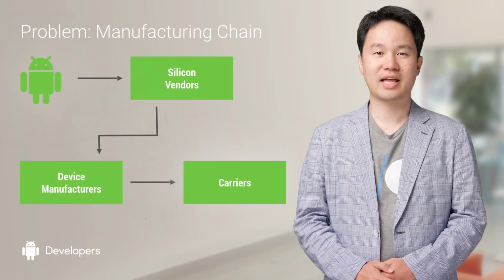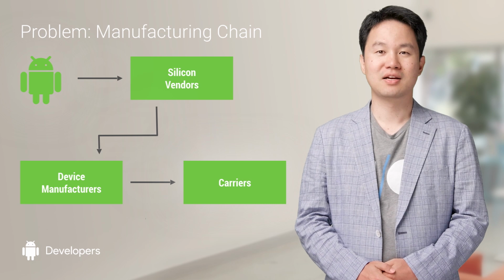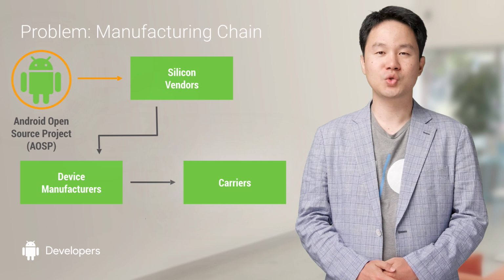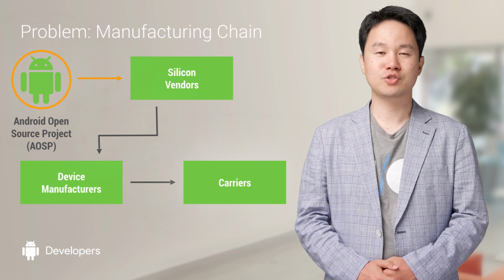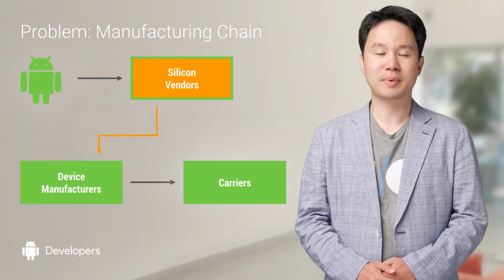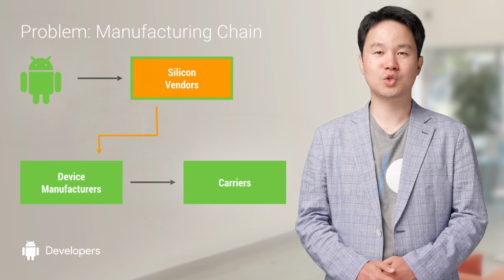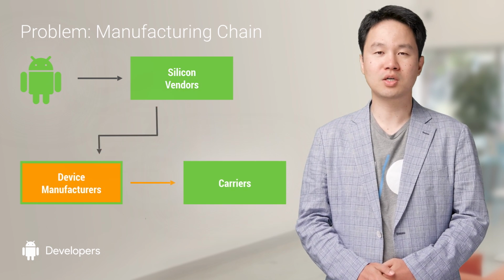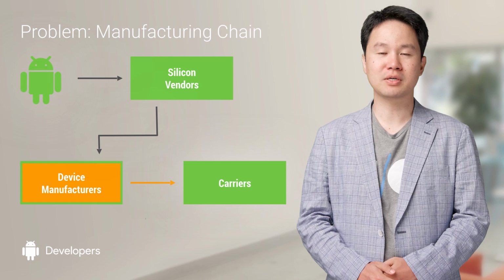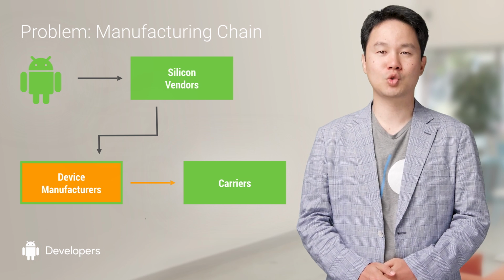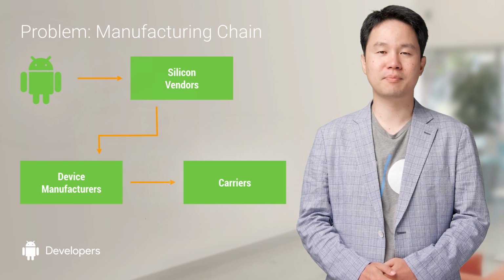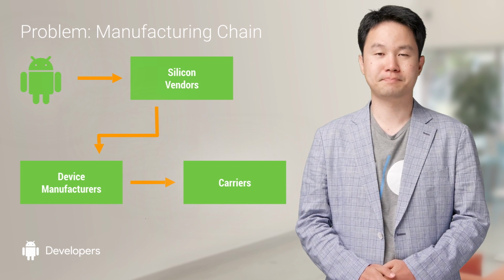In order to understand the Android updatability challenge, let's look at this manufacturing chain diagram. Google publishes a new Android platform on AOSP, Android open source project. Then silicon vendors port AOSP to their new system on chips and devices. Device manufacturers around the world take the ported AOSP frameworks and extend them before shipping them to telecom carriers. In the past, Android platform launches and updates were done by going through this serialized manufacturing chain.